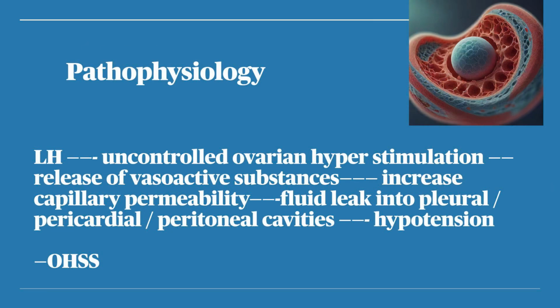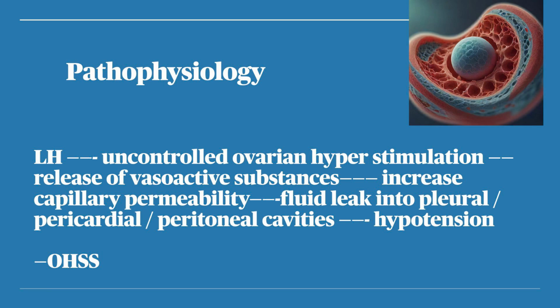Now, have you wondered why the patient has pain and abdominal distension? So what happens is the hyperstimulated follicles in the ovary will release multiple vasoactive substances which will increase capillary permeability, and the intravascular fluid will leak into the pleural, pericardial, and peritoneal spaces. So there will be abdominal distension, pleural effusion, and pericardial effusion in these patients, and hence the abdominal distension and weak pulses.